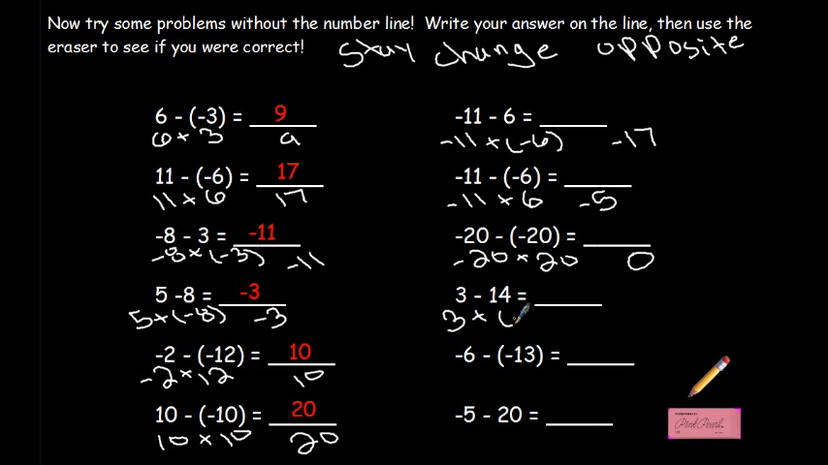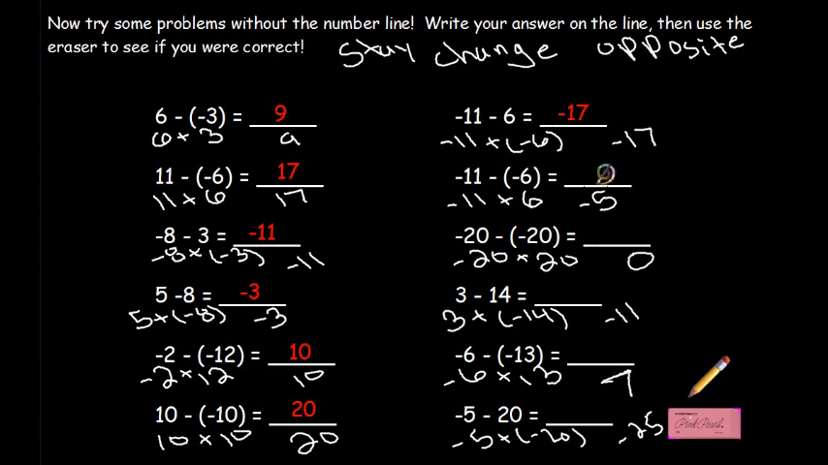Stay, change, opposite. Different signs, keep the sign of the one that had the most. Stay, change, opposite. So I'm going to say that one is positive 7. And the last one, stay, change, opposite. Say negative 25. Okay, let's check. Negative 17, negative 5, 0, negative 11, 7, and negative 25. So that was that.